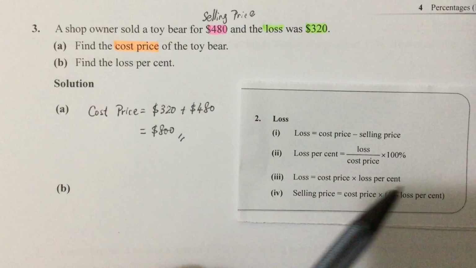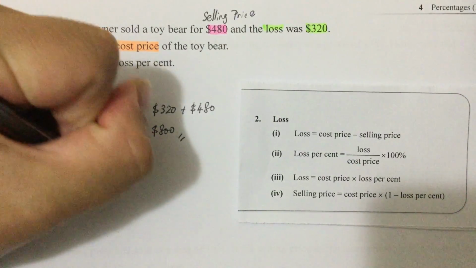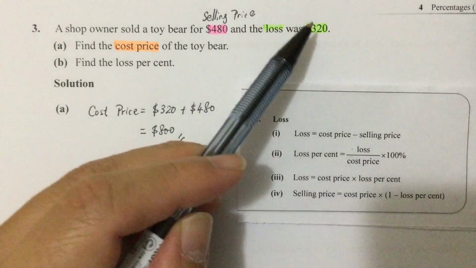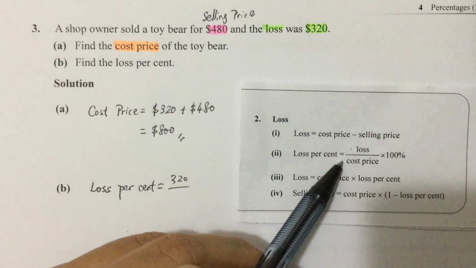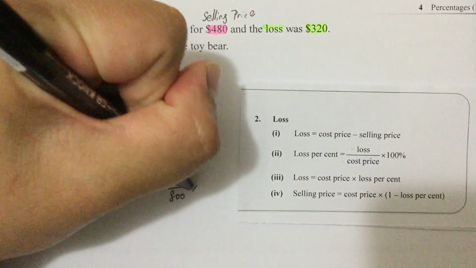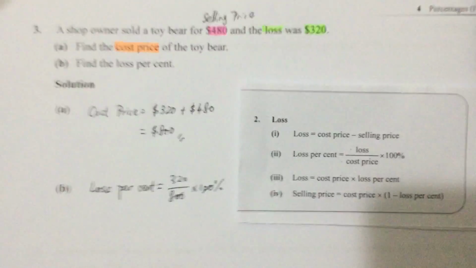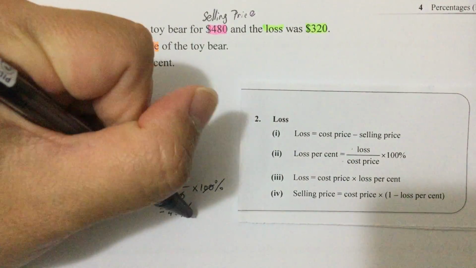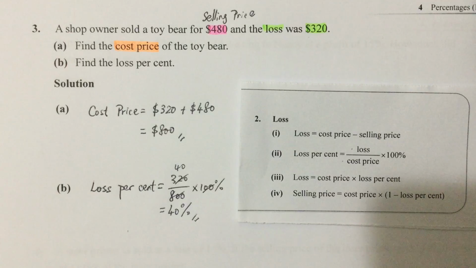Now we're going to write down the loss percent here. And this time, look at this. We want to write the loss, that is $320, over the cost price. The cost price is the part A answer. So we have 800 here times 100%. So what we have, and then we do the cancellation, 20 and 20, and 8 and 32, this is 40. So you have 40%, that is the loss percent. Okay, so I hope you can understand question 3 well.